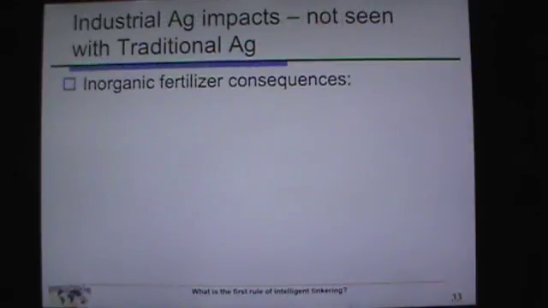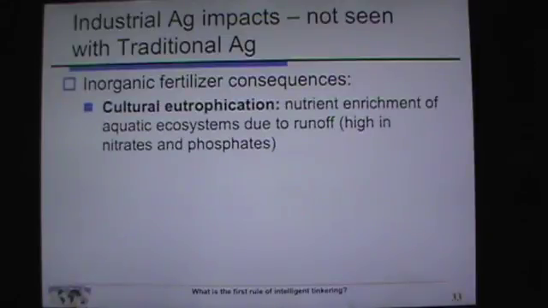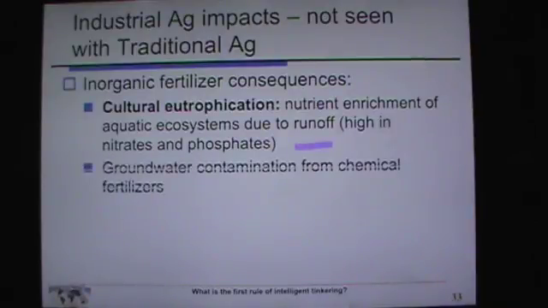Inorganic fertilizer has all kinds of consequences. Cultural eutrophication, you get that nutrient enrichment of aquatic systems, high in nitrates and phosphates. Groundwater contamination from chemical fertilizers. I use the Lake Denton example.